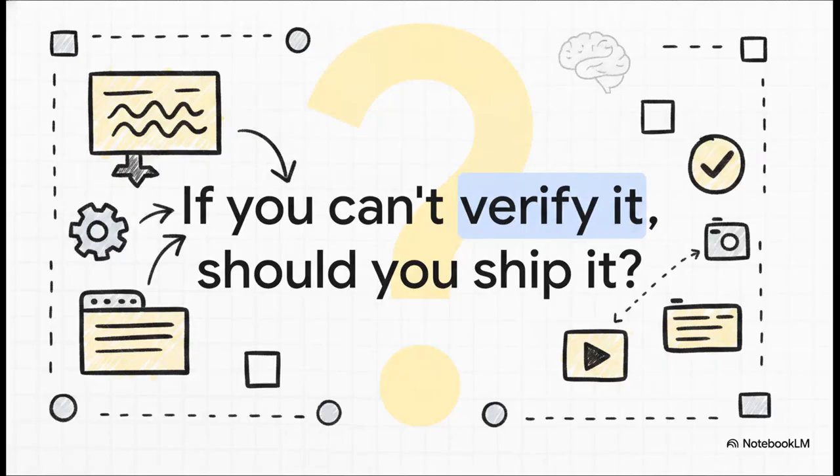So, we've covered a lot of ground. We talked about setting a strong foundation with concise configs, automating your verification loops, and leveraging subagents for independent code reviews. But I want to leave you with this final, provocative question to chew on. If you can't verify the code with a test, a script, or a screenshot, should you even ship it?